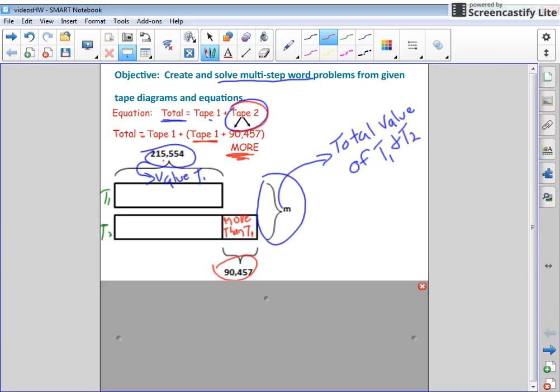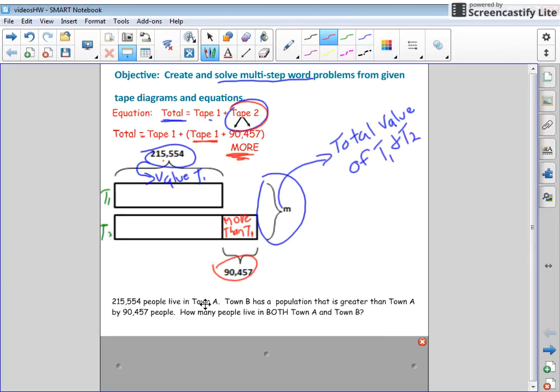So if you look at my problem, it says 215,554 people live in town A. Town B has a population that is greater than town A by 90,457 people. So this amount here, the 90,000, the amount that it's greater, is represented by this piece of tape. Town A's value is represented here by T1, tape 1, right? So this is now town A. And we know that town B is more than it, so we have a little extra piece of tape that says it's 90,000 more.